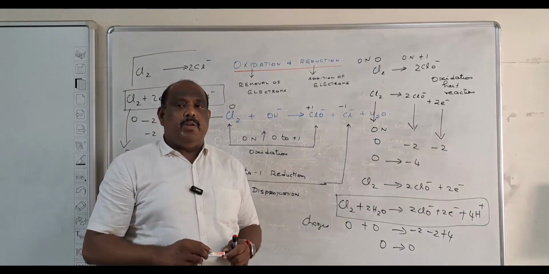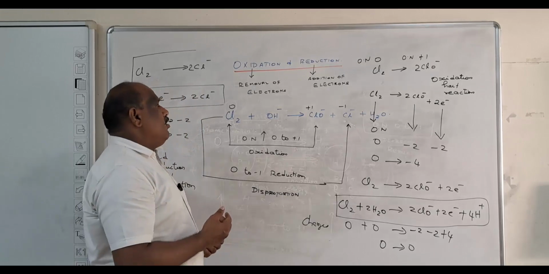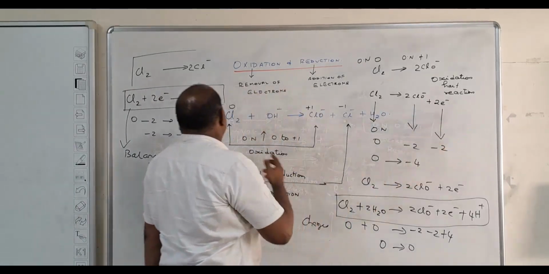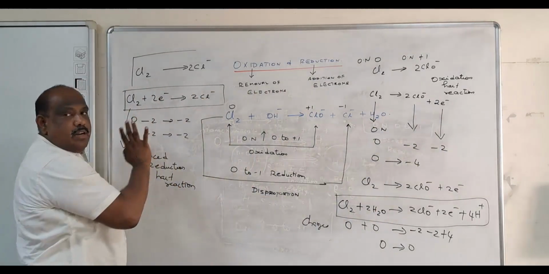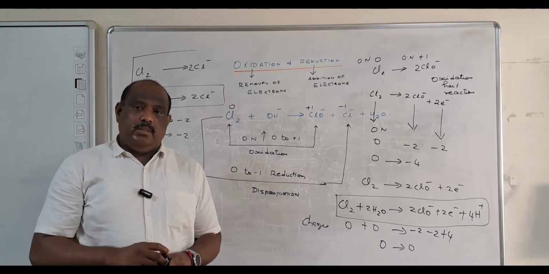After this, I hope you will be able to understand the concepts. The main concept I want to tell is that oxidation is nothing but removal of electrons, and reduction is nothing but addition of electrons. That's the only concept I want to explain here. I hope it is clear. Thank you.